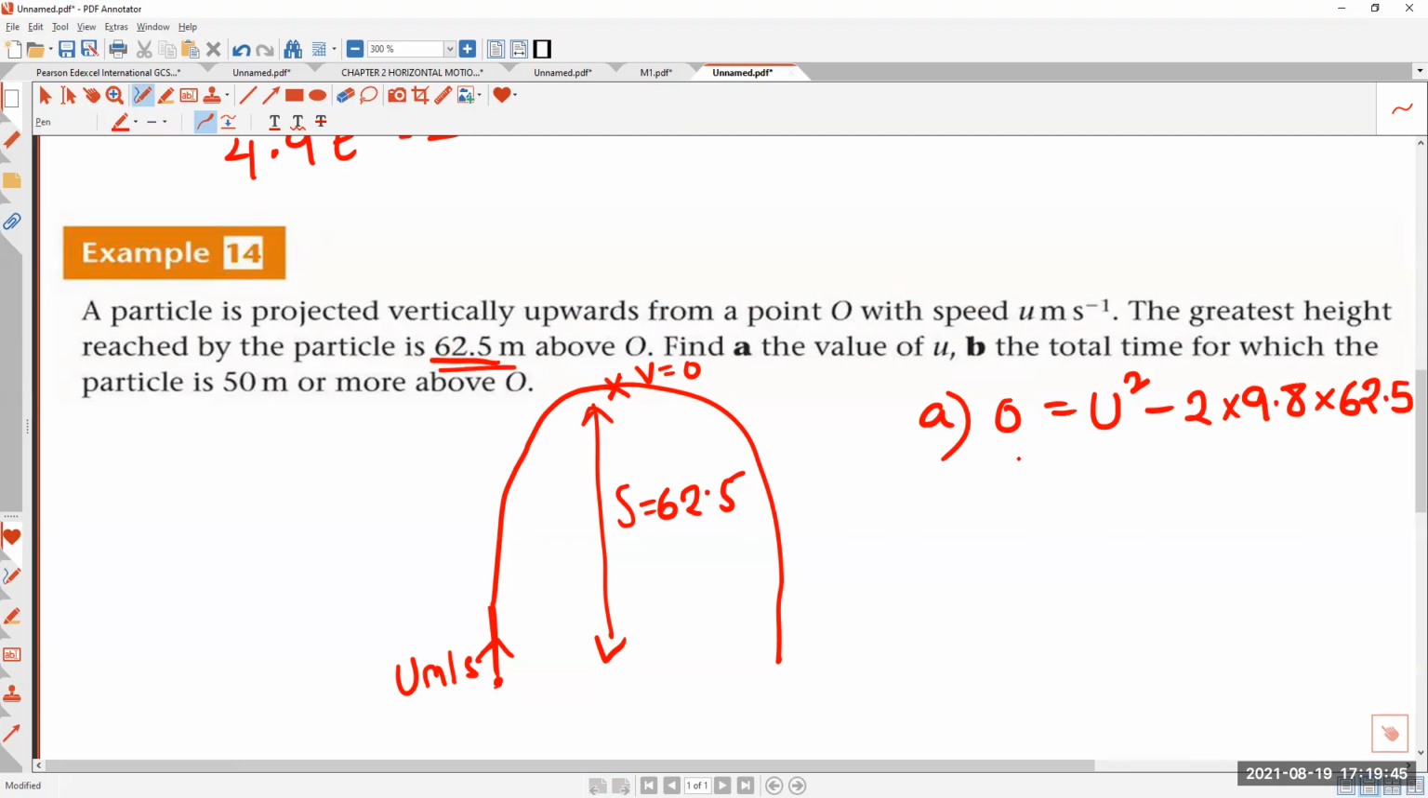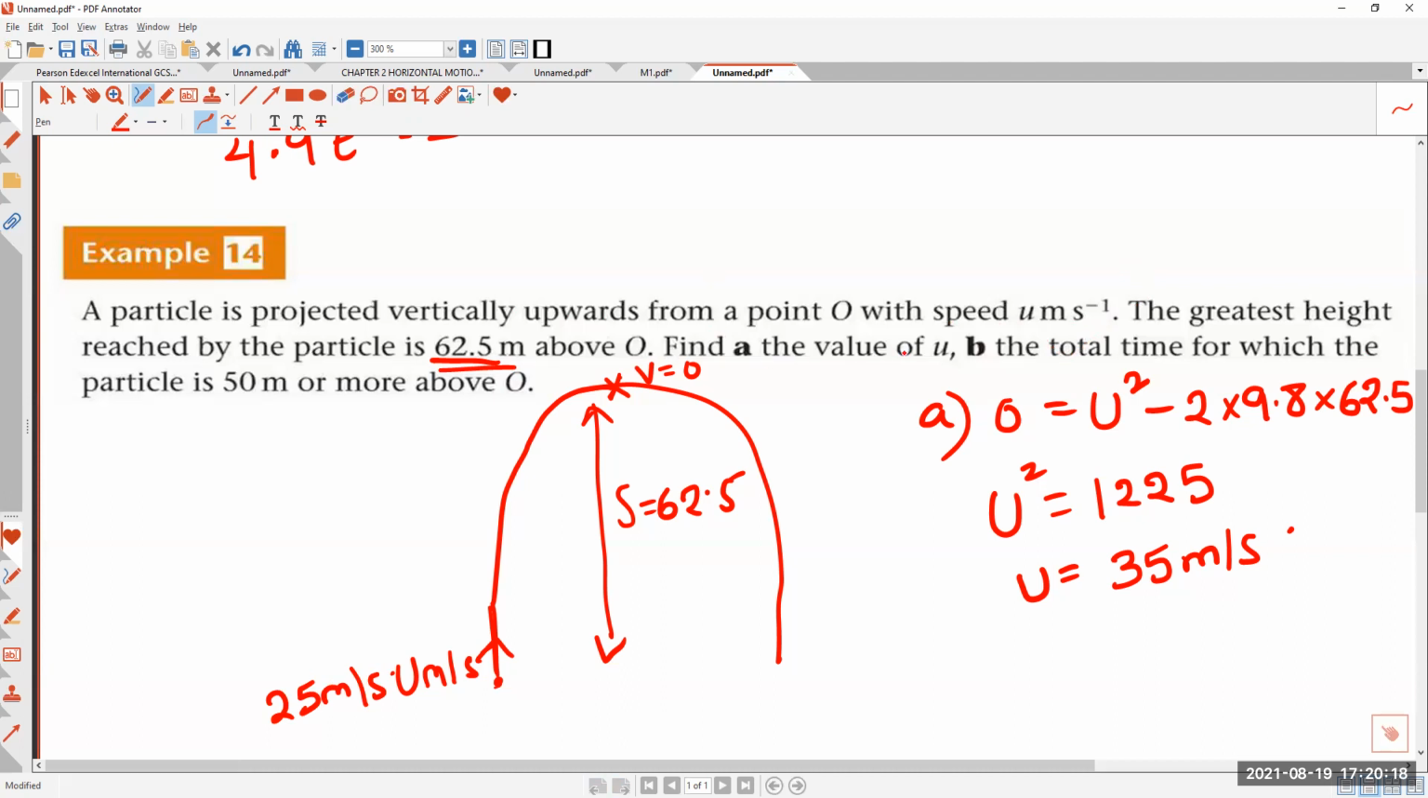Now bring this on the other side. How much is 2 into 9.8 into 62.5? Calculator karo. 2 into 9.8 into 62.5. So u square is equal to 1225. Root of the answer karo. 35. So that means this projectile was projected at a speed of 35 meter per second. Clear?